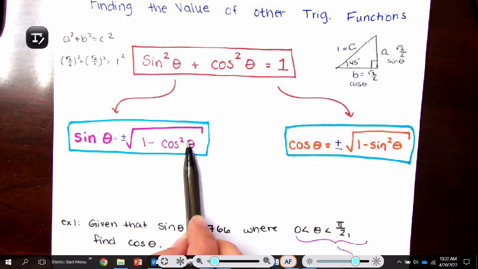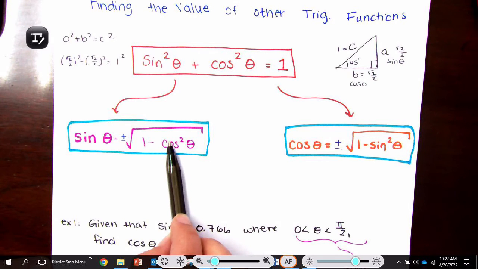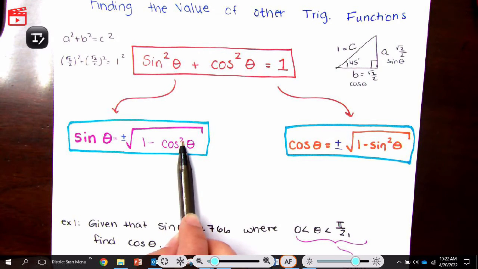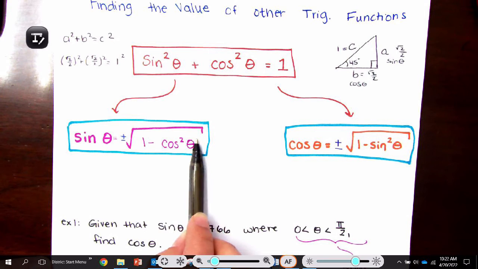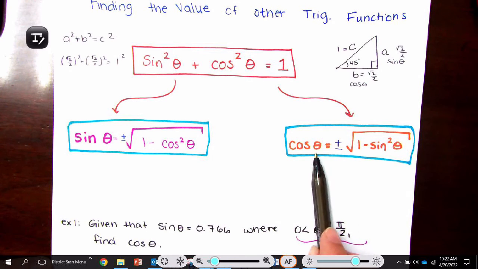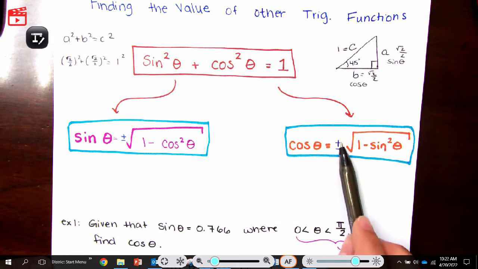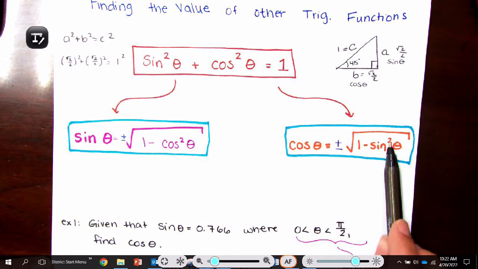Now, it's not theta that's squared, it's the actual function that's squared. So we put the 2 onto cosine, not onto the theta. Same thing if we want to solve for cosine, we rearrange this to have the value of plus or minus square root of 1 minus sine squared of theta. So let's do an example.